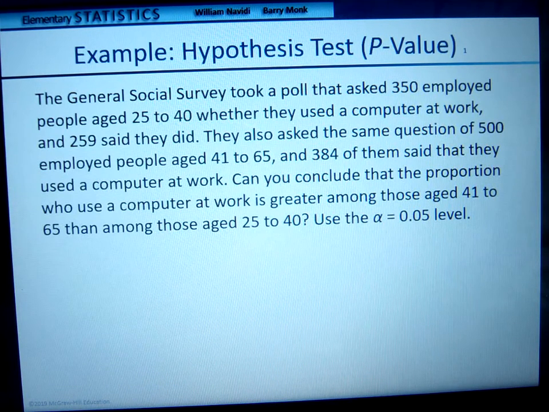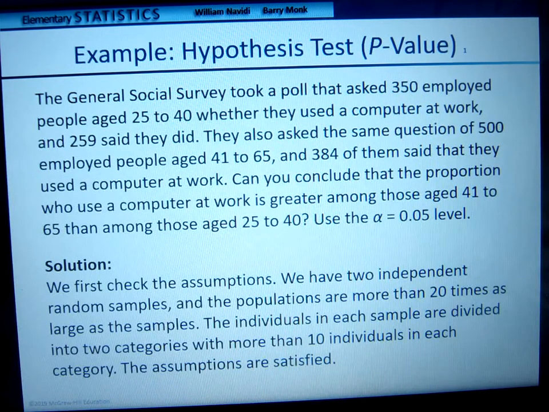So here we have the same problem, the poll that we took of 350 employed people aged 25 to 40, and we also took 500 people aged 41 to 65, and we looked at who used a computer at work. So we can conclude that the proportion who use a computer at work is greater for those aged 41 to 65 than among those aged 25 to 40. So is that true? We're going to use the 5% significance level.